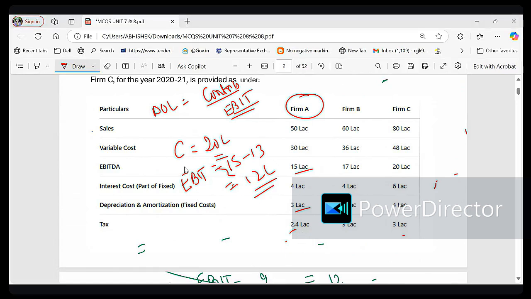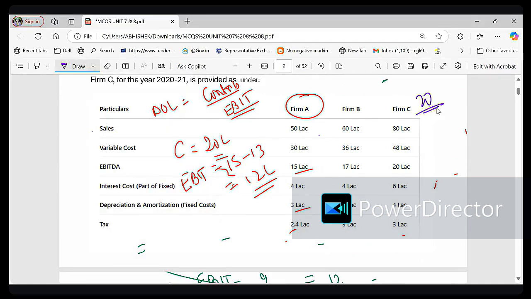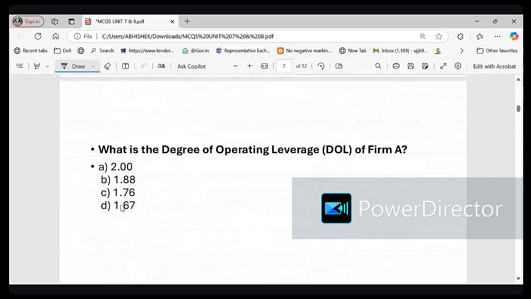So EBIT is how much? EBITDA minus depreciation. So it is 12 lakh. Now what you have to do is put contribution in the numerator. Contribution is 20. And what is our EBIT? It is 12. So 20 upon 12, which will be nearly 1.67, right? Let me come back to this question. So option D is the correct answer. 1.67 is the correct answer.